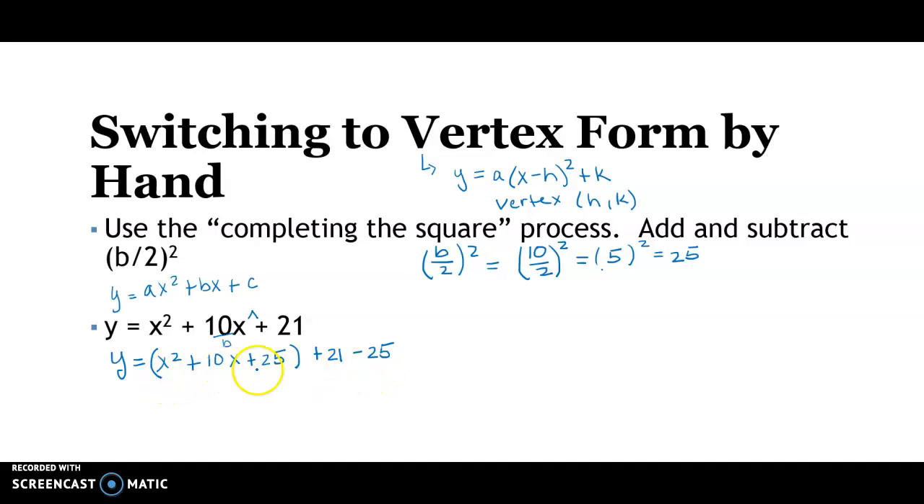So these first 3 terms form a trinomial. That just means something with 3 terms. And I am going to factor it. So factor is to change it into multiplication. And I'm going to change it into 2 factors. After this part that's in parentheses, I'm just going to do the math here. So I have minus 4.